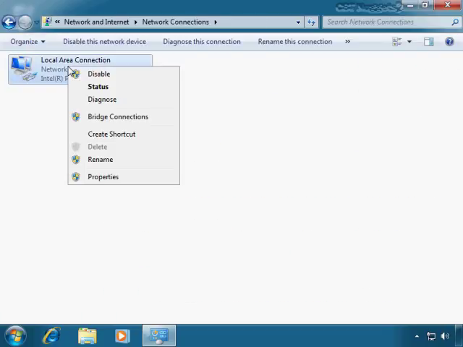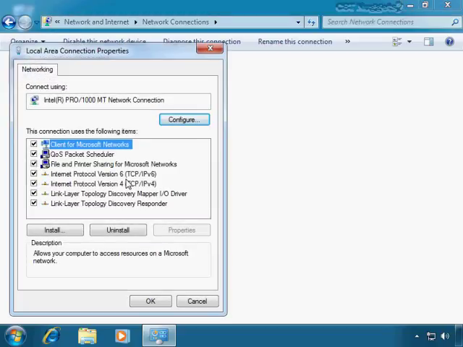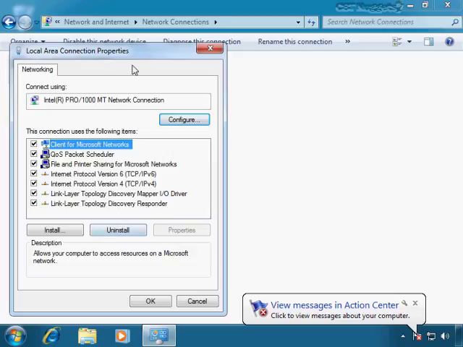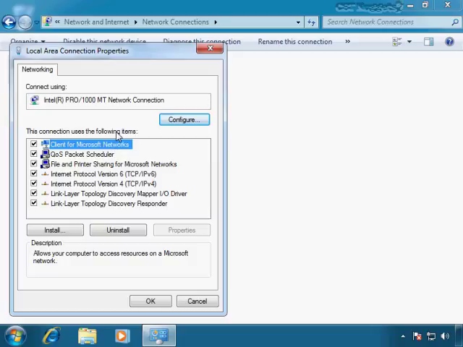Having gone into this, I want to right-click on the network adapter, local area connection, choose Properties as an administrator, which means that I can make changes to this if I want to. These are all default things. I haven't really changed anything in any of this. But let me explain what some of the things are that we can see here.